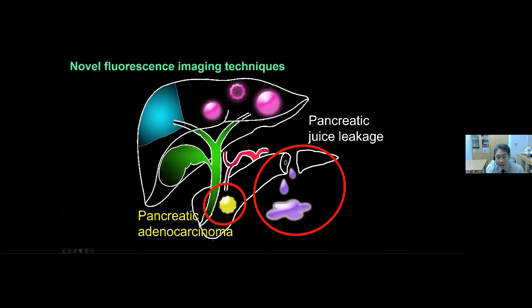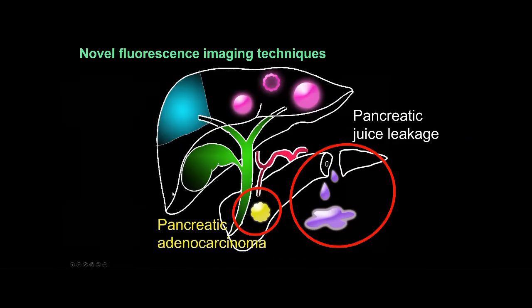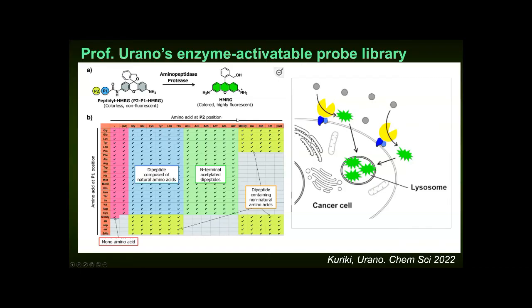And let's see the future fluorescence imaging technique. In our department, we are developing new fluorophores, which may enable visualization of the pancreatic adenocarcinoma and pancreatic juice. And this technique is based on enzyme action, the hydrolysis of the enzyme. And after this kind of reaction, the non-fluorescing probe emits very strong visible fluorescence signal of HMRG. This is the background of this technique.